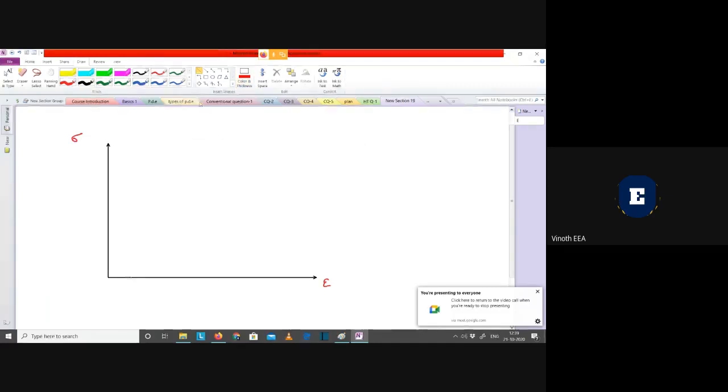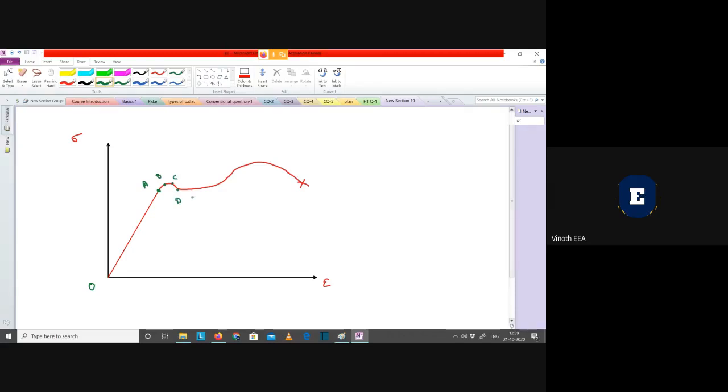It will look something like this. Okay, so this is O, this is A, and here it is B, here it is C, here it is D, here it is E, and let it be F. And this is G. Okay, fine. Let us see what the things are here.